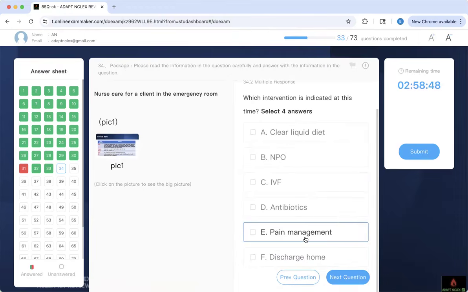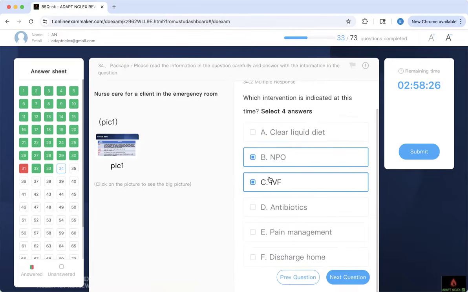Which intervention is appropriate? Every GI problem? What do you think happened? The patient is not happy. He has pain, nausea, and vomiting. He's not going to eat, right? Therefore, why would we give them a clear liquid diet? Negative. NPO. If you NPO, you get an IV fluid.